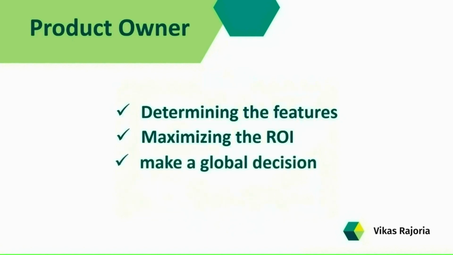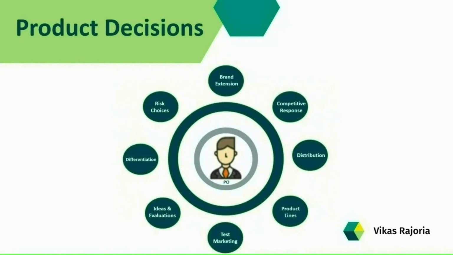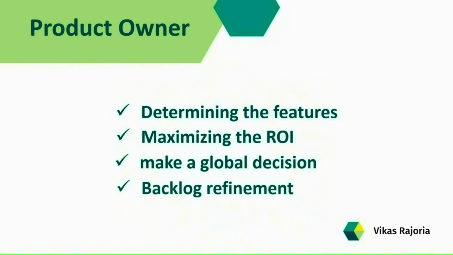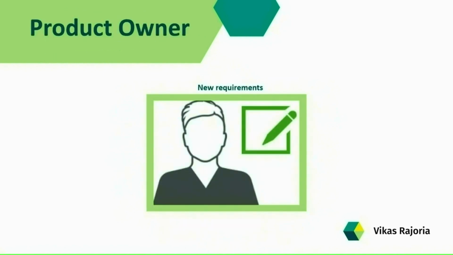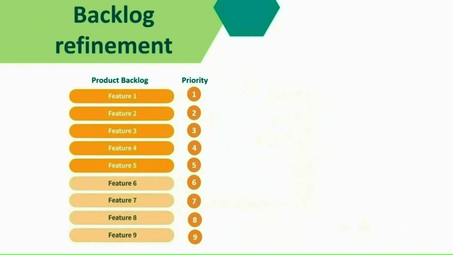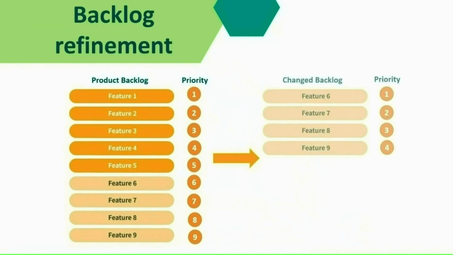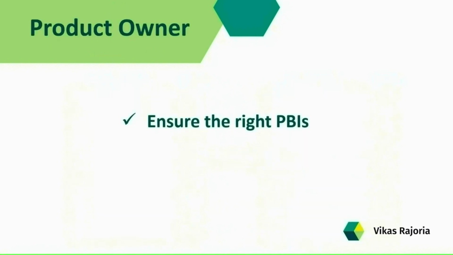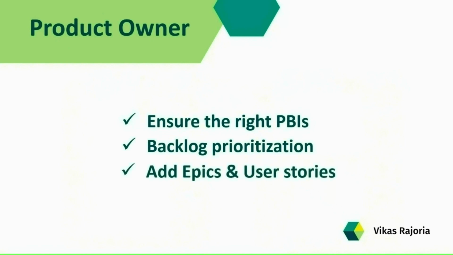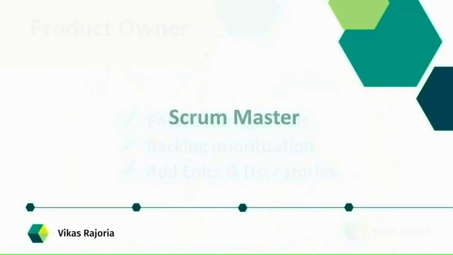This person has the authority to make global decisions about the product, and he is also responsible for reprioritizing and refining the backlog items. That means whenever customer requirements change, then based on the change scenario or new requirement, the product owner has the ownership to reorder the backlog items. So the entire focus of the product owner is ensuring the right product backlog items, prioritizing those backlog items, and adding user stories and epics to the product backlog depending on the business need.